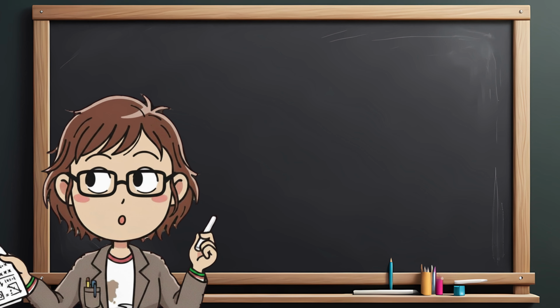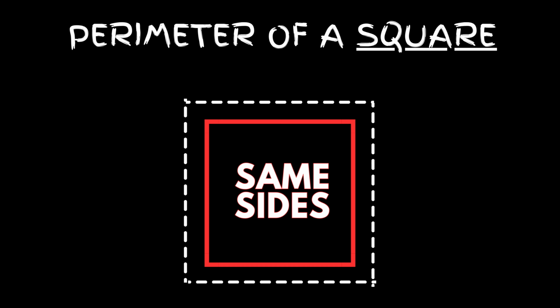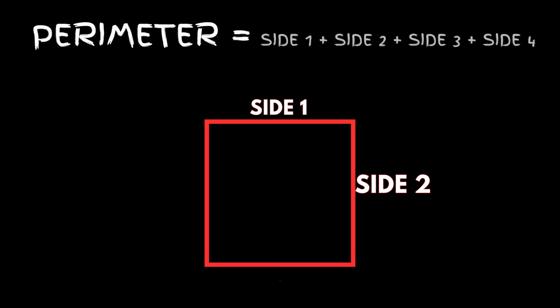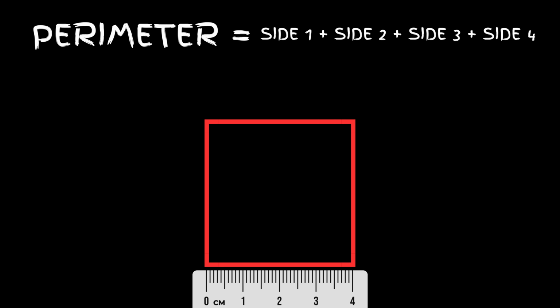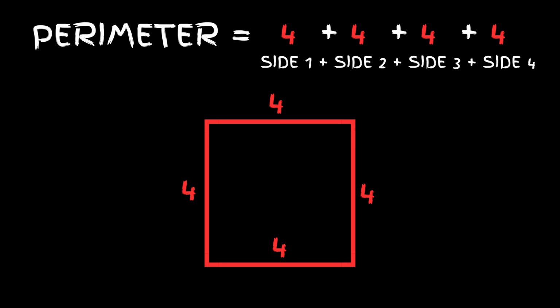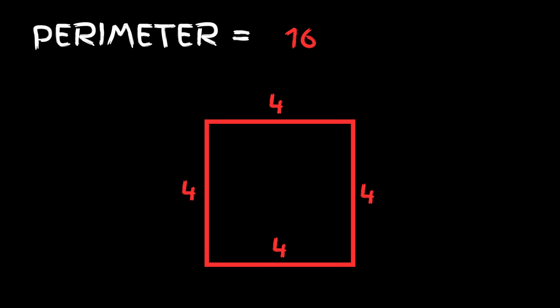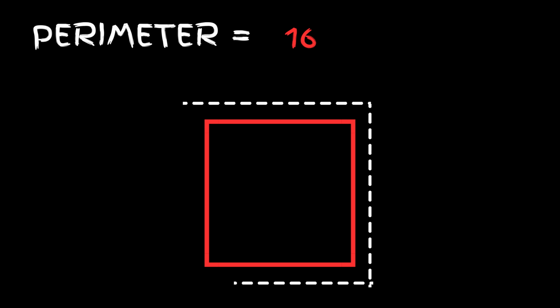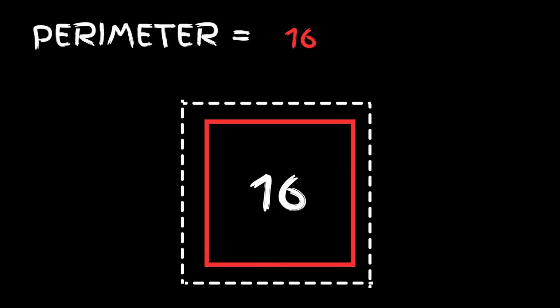So, let's talk about how to find the perimeter. We'll start with a square. All the sides are the same. To find the perimeter, we need to add all the sides. This square's side length is 4. So, to find the perimeter, we'll add 4 plus 4 plus 4 plus 4, which is 16. The perimeter is 16. That means the distance around the square is 16 units.